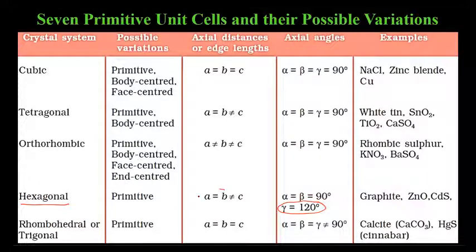And in the base, A and B will be equal. That's why the angle will be 120 degrees, because it is a regular hexagon. A is equal to B. That's why. Next one, rhombohedral or trigonal. All sides equal. Alpha equals beta equals gamma. But none of the angles is 90 degrees.